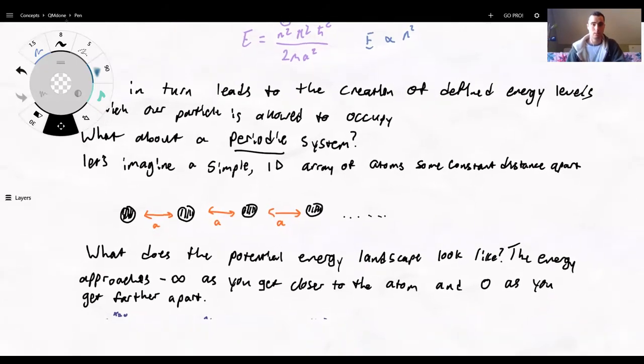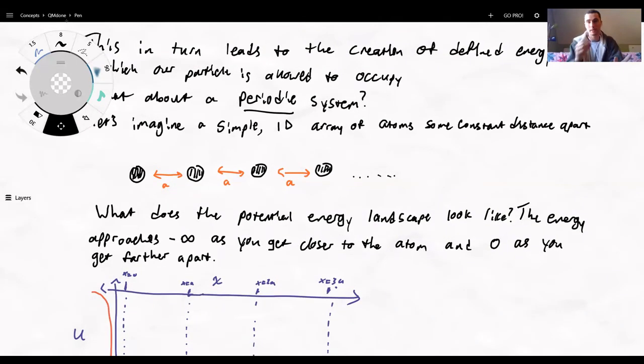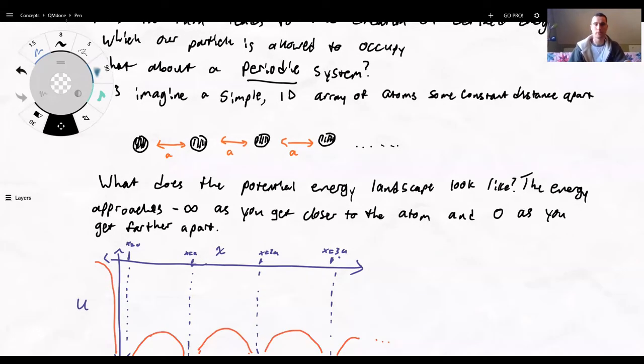So what does that look like? So we're going to, again, start simple. We're going to imagine that there's going to be a one-dimensional array of atoms that are some constant distance apart. We're going to call that distance a, lowercase a, just like before with our particle in a box formulation. So that's going to look sort of like this. So we just have a whole bunch of atoms separated by some distance a, just an infinite line.